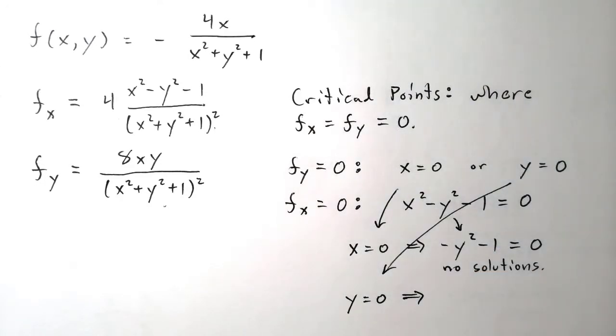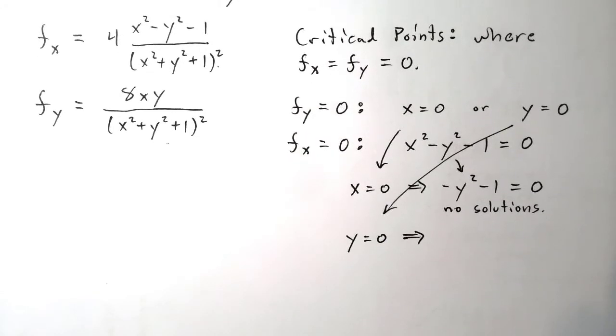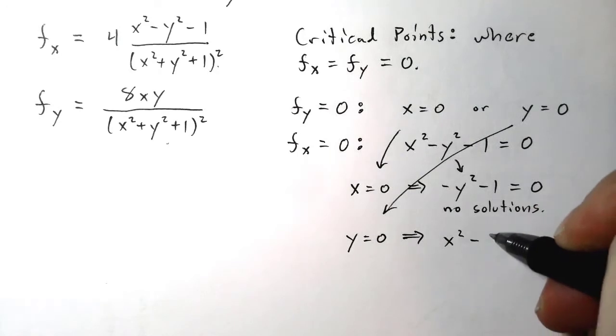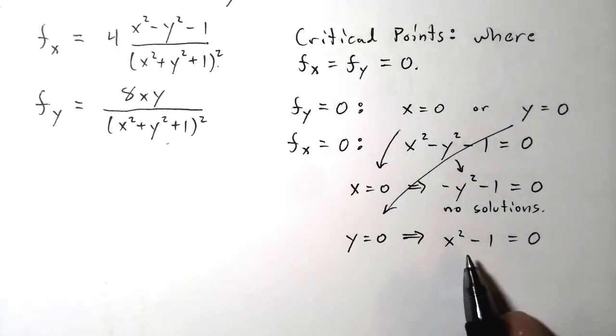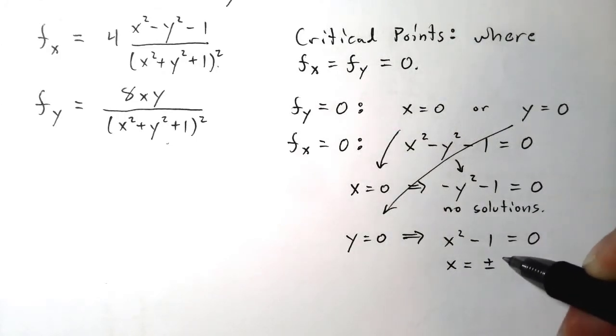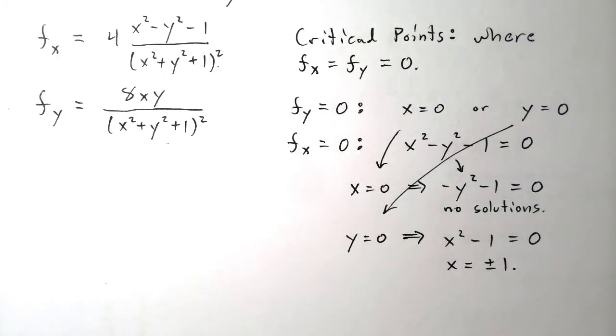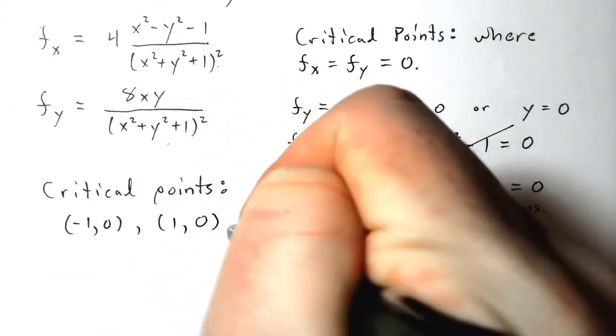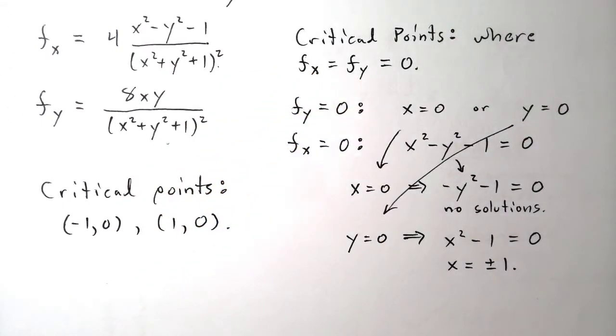Let's check that one out. If y is equal to 0, then what does this become? We get this equation. This has solutions, right? This has two solutions, x equals plus or minus 1. So these are our solutions, our critical points, where x is equal to plus or minus 1 and y is 0. Those are two different points. Those are the two critical points, where x is equal to plus or minus 1 and y is equal to 0.